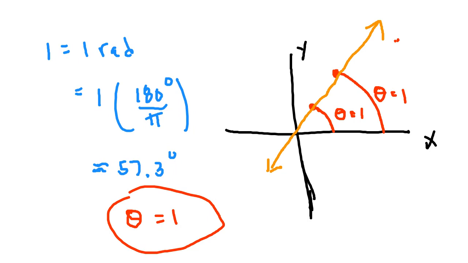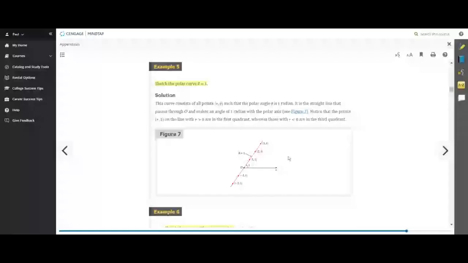And that's why example 5 is as you see it. In example 5, you can see the graph in figure 7. Theta is always equal to 1. That's the second coordinate, and the radius is the first coordinate. So the radius changes: 1, 2, 3, -1, -2, -3, but the angle theta always equals 1.